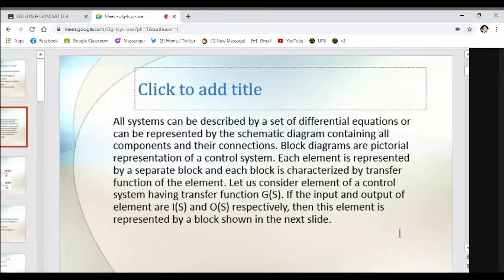Now, let us consider that the element of the control system having a transfer function G of s. Now, G of s is the element of the transfer functions. If you still remember again, transfer function is equal to the output over the input. So whatever the equation that will give the output over the input, that is our transfer function, G of s.